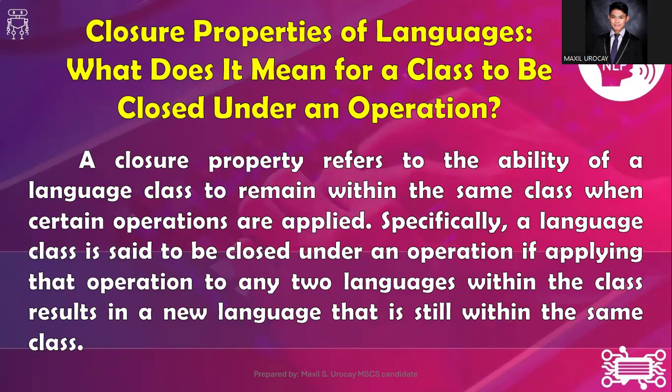Specifically, a language class is said to be closed under an operation if applying that operation to any two languages within the class results in a new language that is still within the same class. So closure property in formal language theory refers to a language class's ability to remain within the same class when certain operations are applied. A class is closed under an operation if applying that operation to languages within the class, like concatenation and so on, results in a new language that also belongs to the same class.